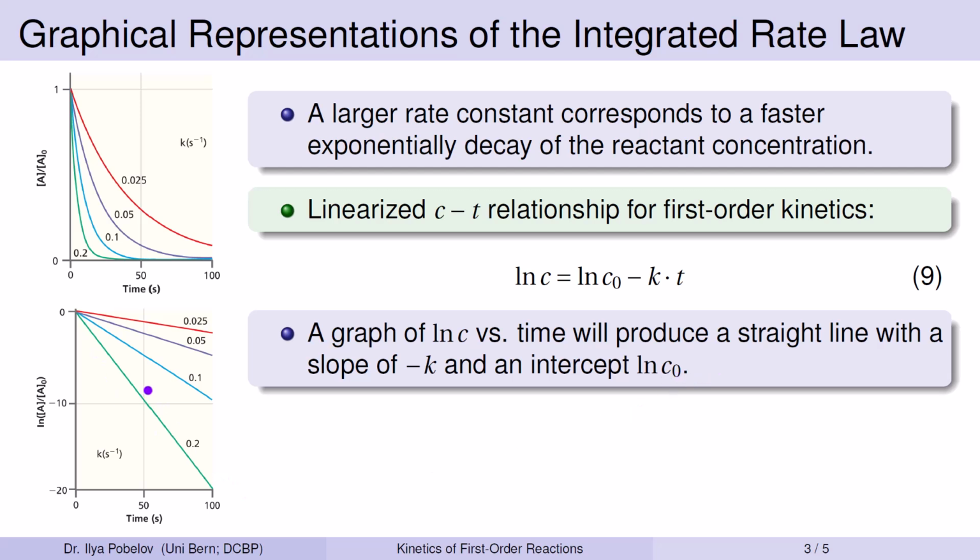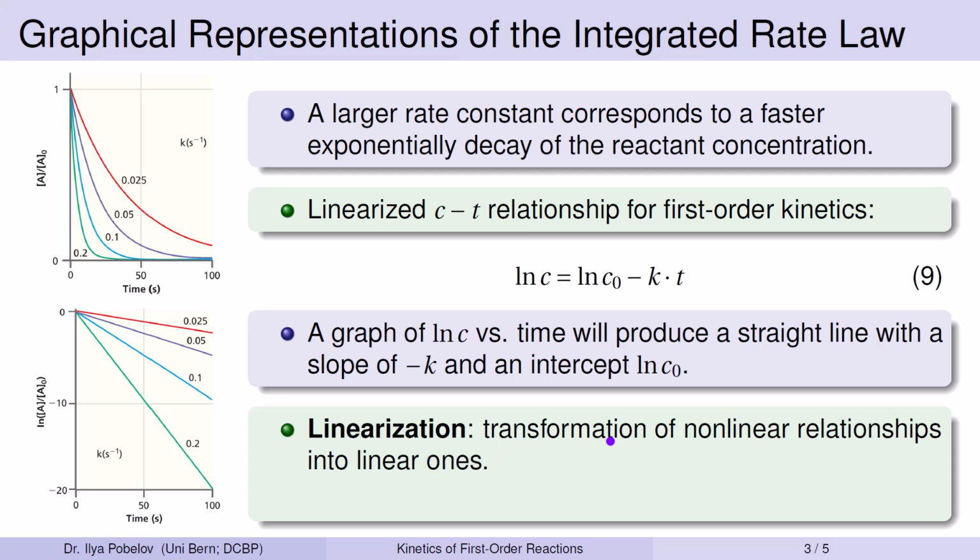This figure provides examples of linearized concentration-time relationships for first-order reaction kinetics. In this plot, a larger rate constant corresponds to a more negative slope of the linearized reactant concentration. This approach is known as linearization of an equation.